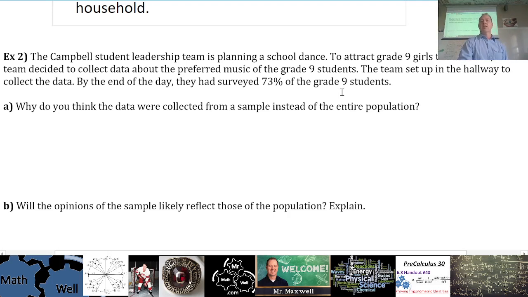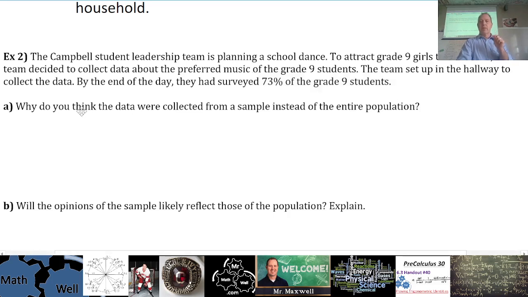So you said that they were trying to get more girls to come to the dance, and it seems to say here that they asked 73% of all grade 9 students. Okay, so that might be a different question you're answering. Let me get back to the original question. That's a good point. We don't know if this is boys or girls that they asked. So let's come back to that, okay?